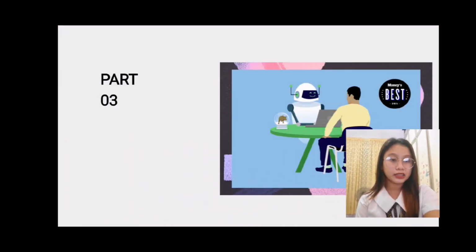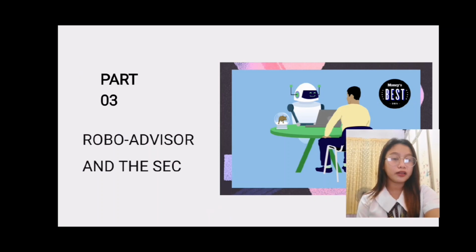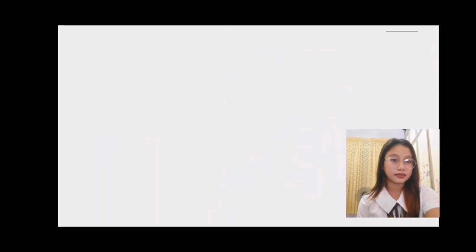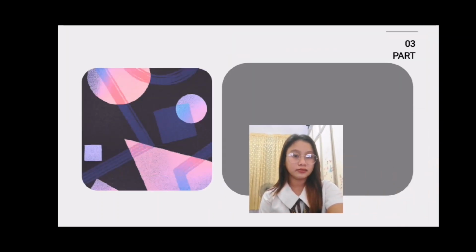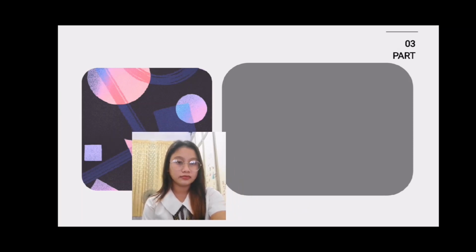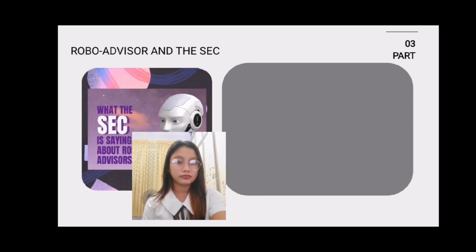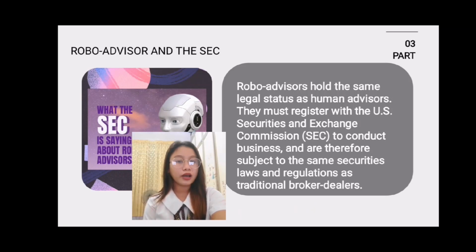Let's proceed to Part 3. Robo-advisors and the SEC. Robo-advisors hold the same legal status as human advisors. They must register with the U.S. Securities and Exchange Commission to conduct business and are therefore subject to the same securities laws and regulations as traditional broker-dealers.